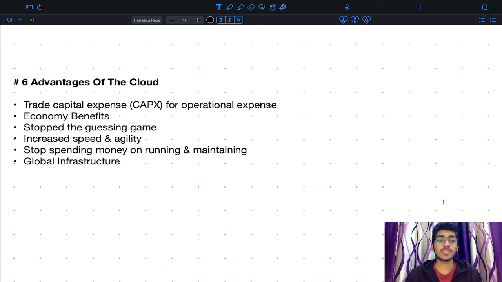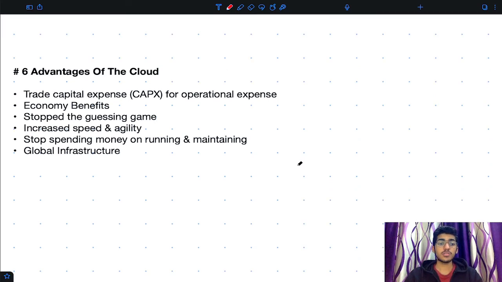Now let us look at the 6 advantages of the cloud, and do note that this is one of the most important topics in the basics of cloud computing, because these are things that you definitely need to remember as we go through the series. The first one is what is known as trading capital expense, or capex, for operational expense. Capital expense means whatever the owner owns. For example, an organization or a user owns its own infrastructure and its own hardware; anything that the user owns is called capital expense.